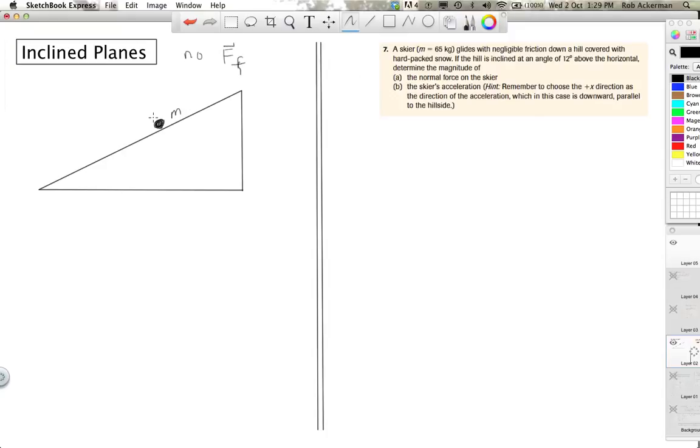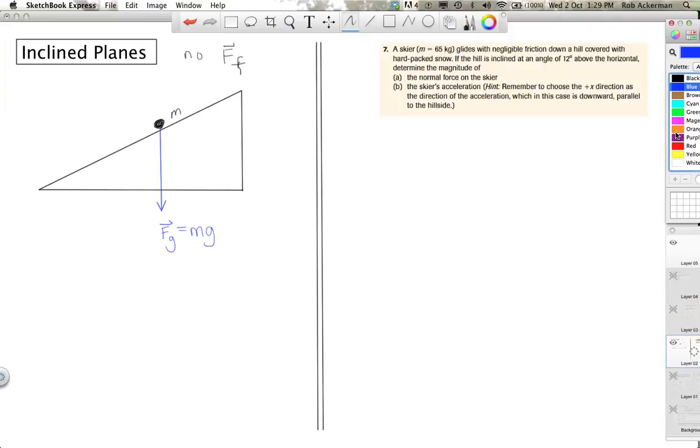So what forces are acting? Well, let's start off with an obvious one. There is gravity, and gravity, as you know, acts straight down toward the center of Earth. So I'm going to write that in over here, and that, of course, would just be mg.